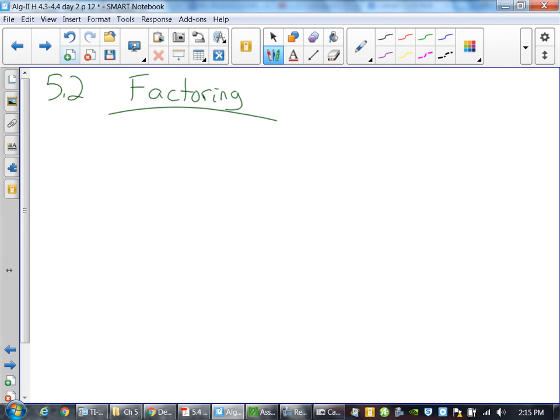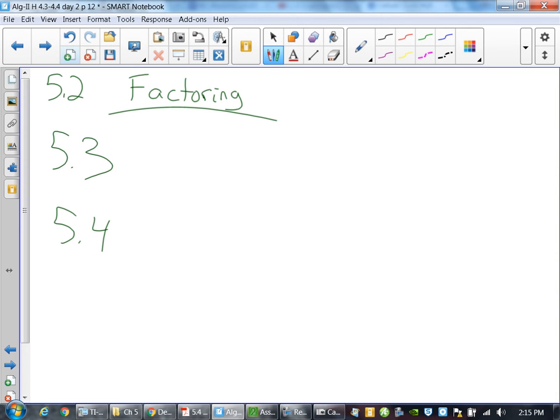Factoring. And yeah, we've kind of been doing factoring for the past three sections, really. The idea here is, as we go into factoring, we factor in 5-2, we factor in 5-3, and we factor in 5-4.